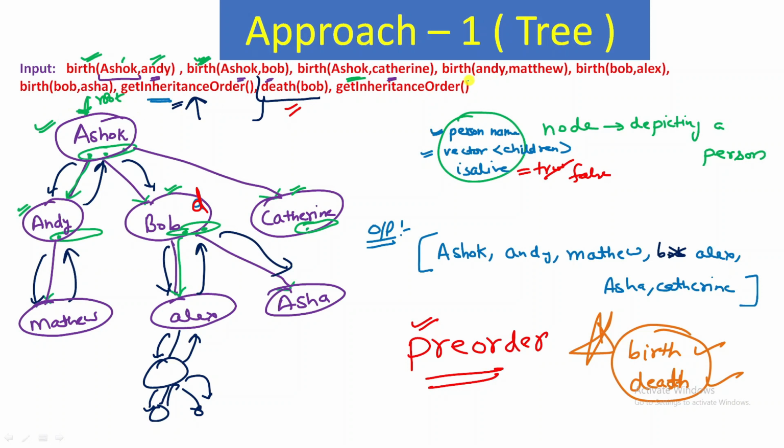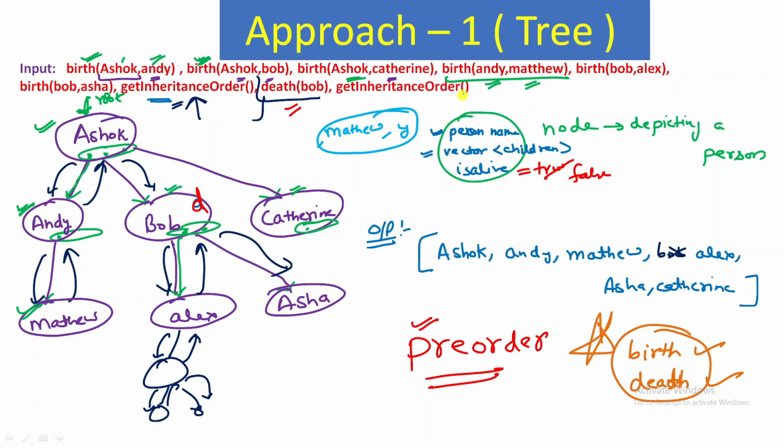But here, if you see, now I have to search for Andy. Andy is the parent, and Matthew I have to add. So what I will do, starting from the root, I will check whether it is Andy. No. Whether this is Andy. Yes. So I found the parent. Now add this particular node.